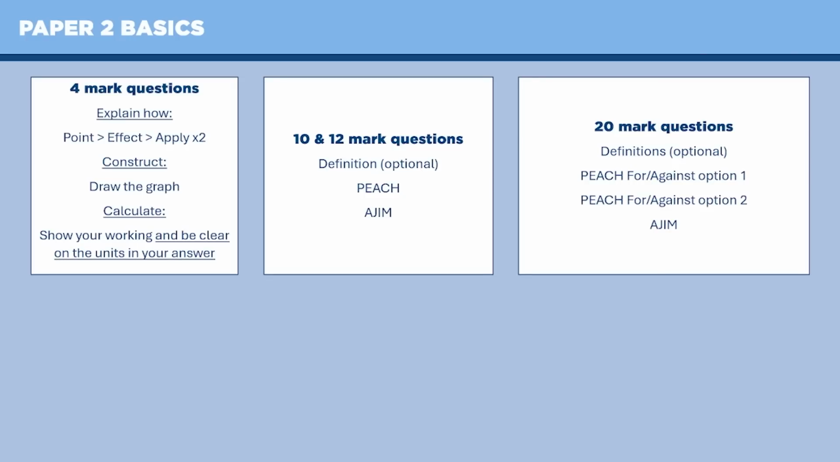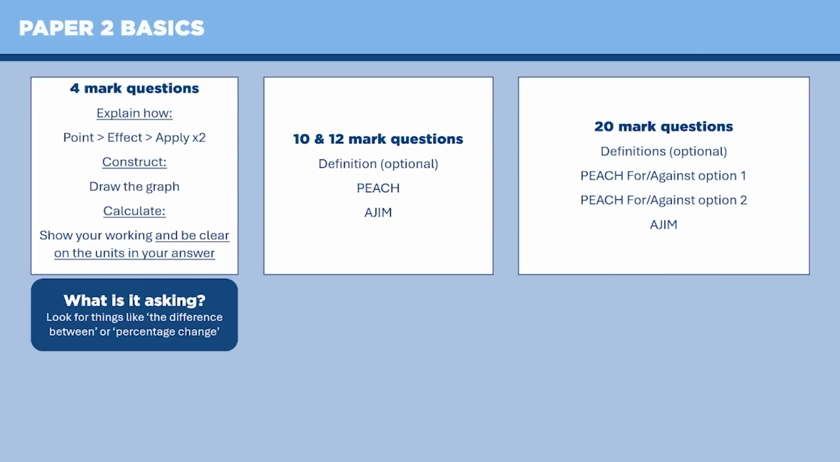In terms of the structure, I've got a few different points of emphasis for this. So 4 mark questions, you've got 3 different types. You've got explain questions, which need 2 beats of the case study, but point effect apply. Construct questions, draw the graph. You won't get one of them on paper 2 because that would be mainly for our supply and demand and our market maps. That's theme 1.